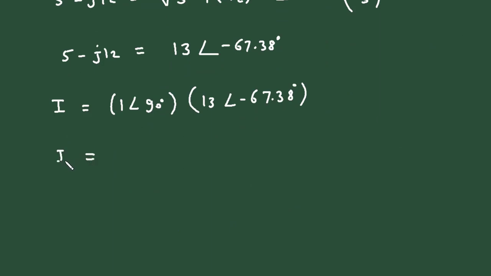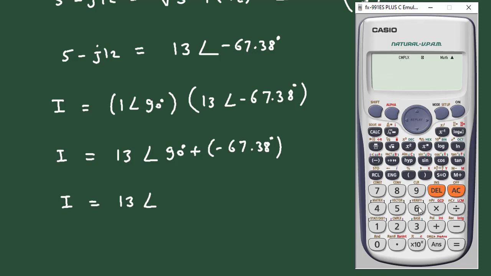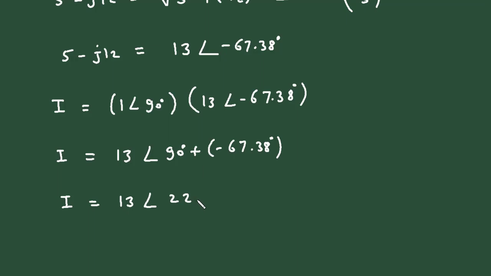So this will be I is equal to 1 into 13 at an angle. Now these angles will be added. So 90 degree plus minus 67.38. So I is equal to 13 at an angle 90 plus in bracket minus 67.38. So this will be 22.62 degree. Since it is current, its unit will be ampere.